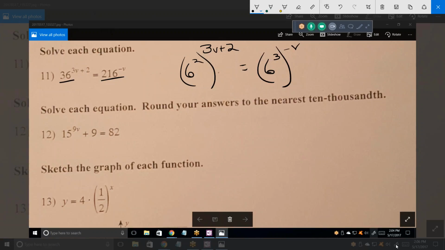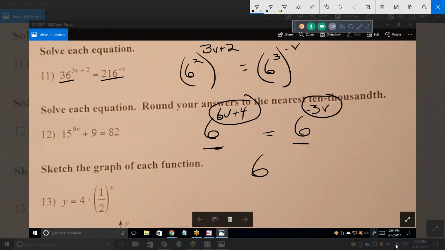Well, what do you do when you have double exponentiation? Use your rules of exponentiation. What does the left side become? Would that be 6 to the 6v plus 4? In other words, we're going to multiply the exponents. The right side becomes this. Now we got the same base. Because we have the same base, we can equate the exponents.